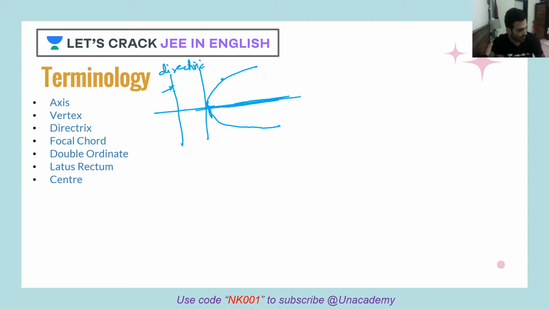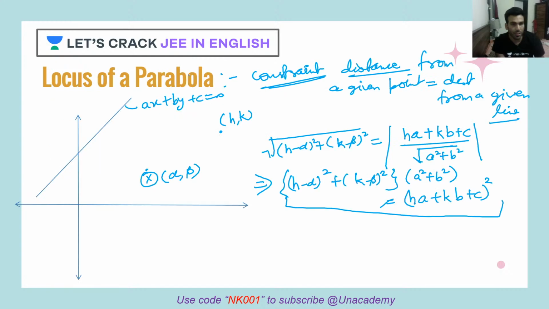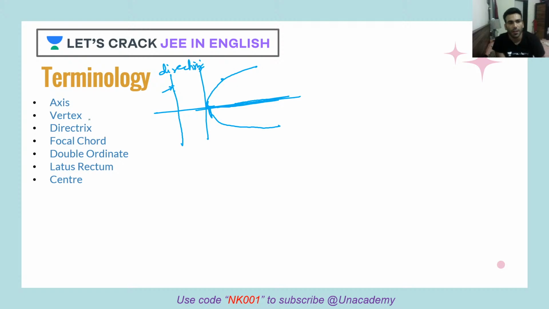So for an example, if let's say I go to this curve, so in this question, this line will be called directrix, and this point, the given point from where you were calculating the distance, is called the focus of the parabola. Okay, and the point from where this parabola starts is called the vertex.